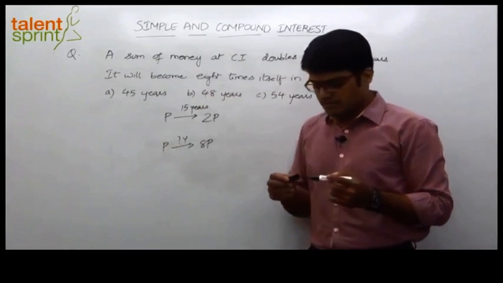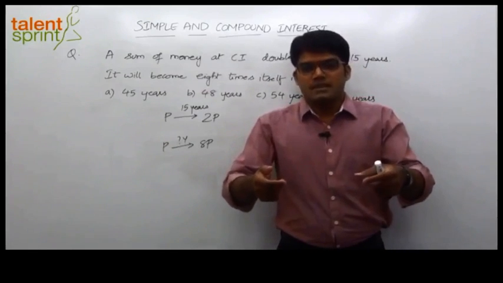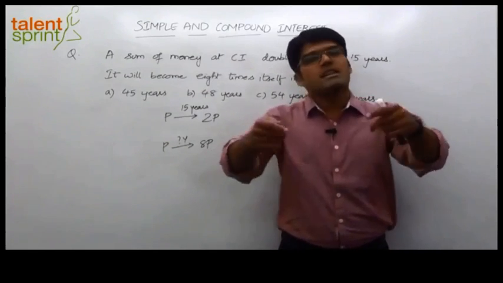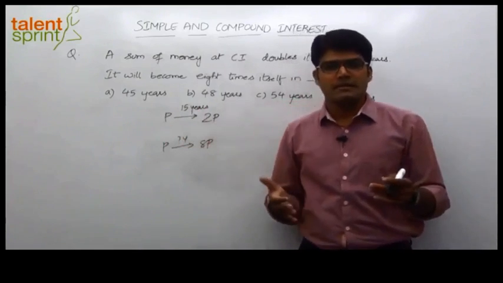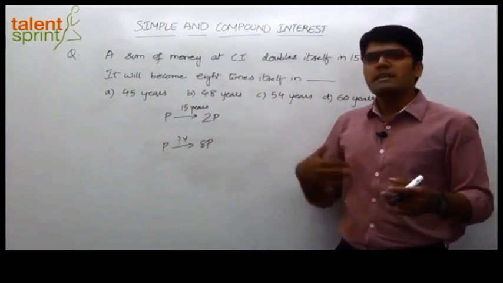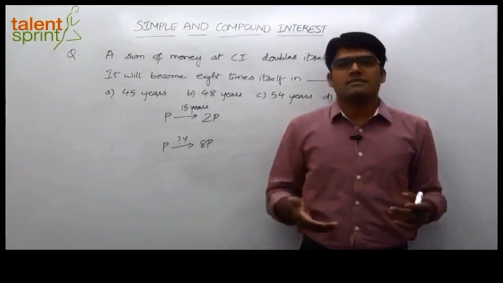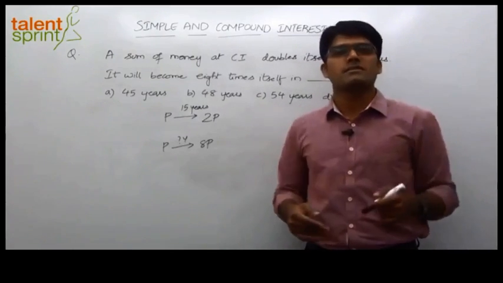What is that logic? You have invested something, it doubles in 15 years. Whatever it has become, that again doubles in another 15 years. See, the time in which it doubles will be constant. Yes or no? If it is doubling in 15 years, every time it doubles in 15 years. Again after 15 years, whatever was the amount, it gets doubled.